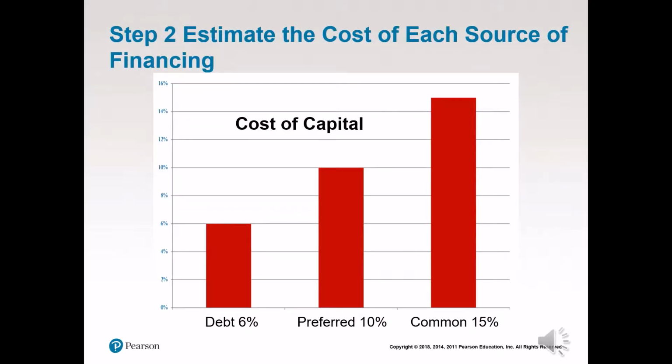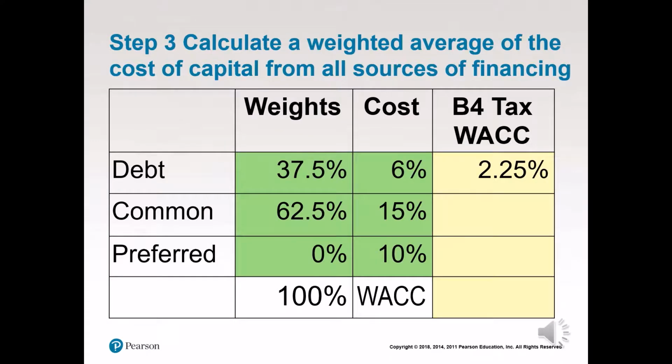Step 2 is to estimate the cost of each source of financing. We already know the costs of financing for this company. The debt is financed at 6%, the preferred stock was at 10%, and the common stock is at 15%. So since they have decided to retire their preferred stock, they will only have debt at 6% and common stock at 15%.